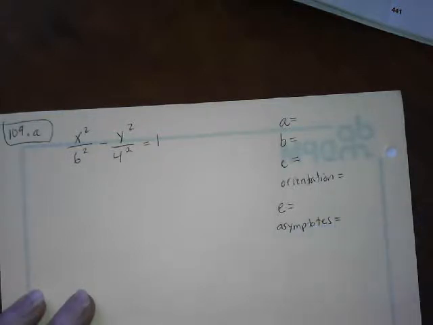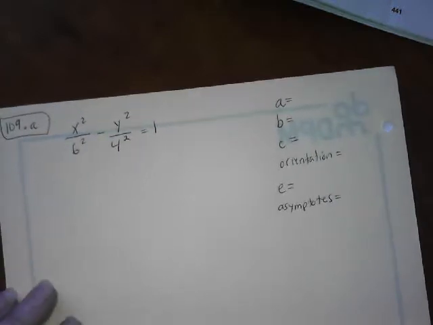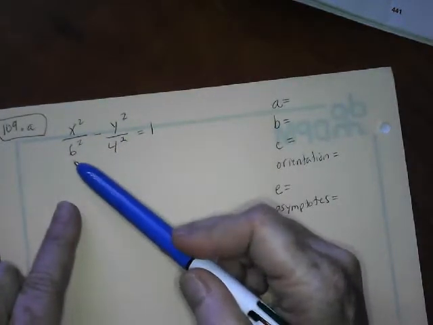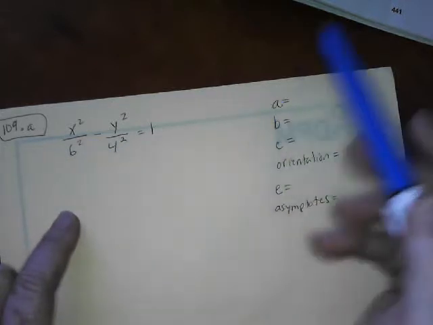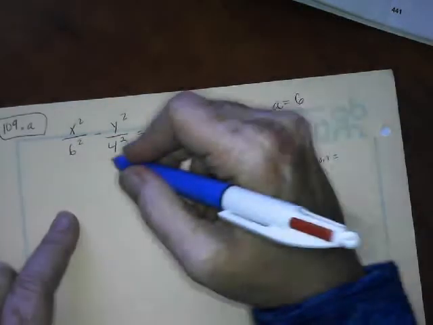All of those. Do I have to graph it? Yes, I'm going to graph it. So the first thing I'll do, well, which number's bigger, 6 or 4? 6 is bigger, so that's A. And the other one's got to be 4.